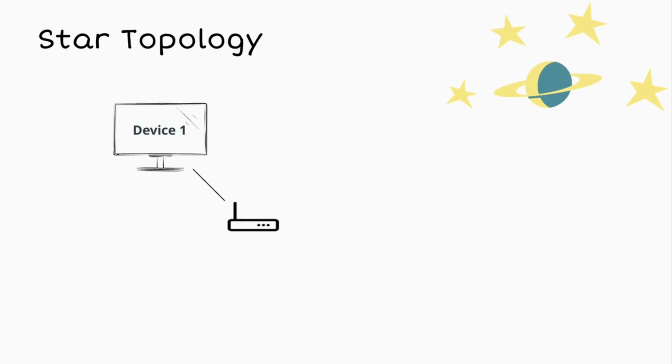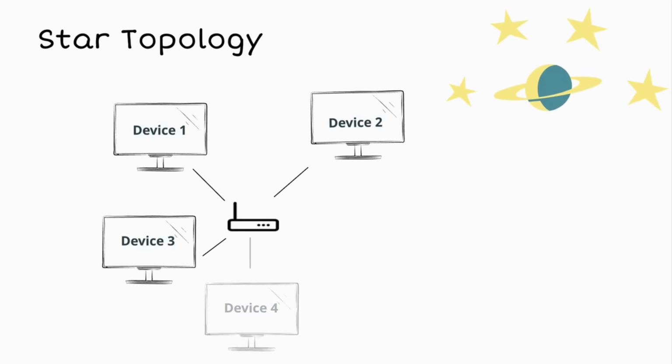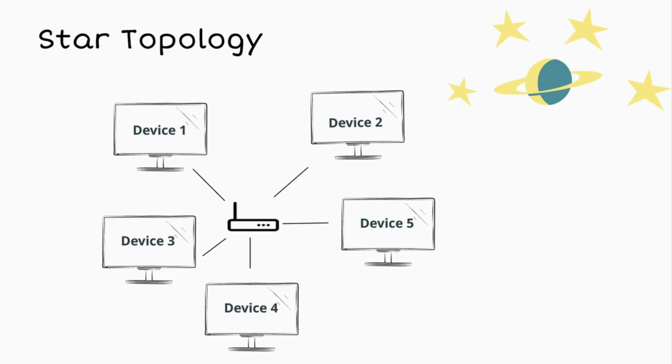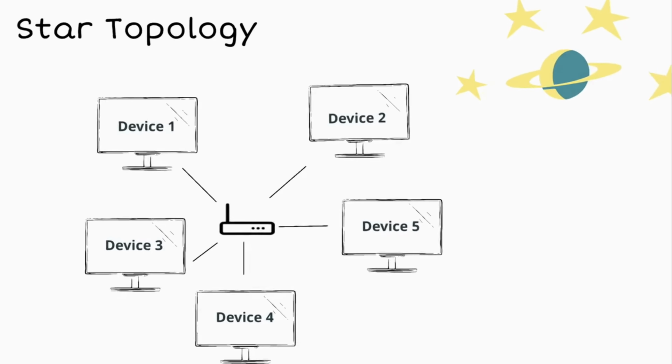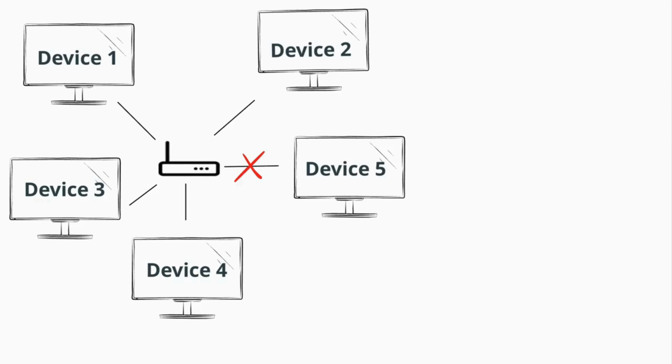Next up is the star topology. In a star topology, all devices are connected to a central hub or switch. The hub acts as a repeater for data flow. Star topology is popular in home and office networks because it's easy to manage and expand. If one device or cable fails, it doesn't affect the rest of the network.